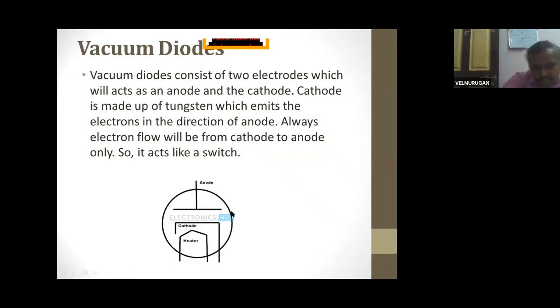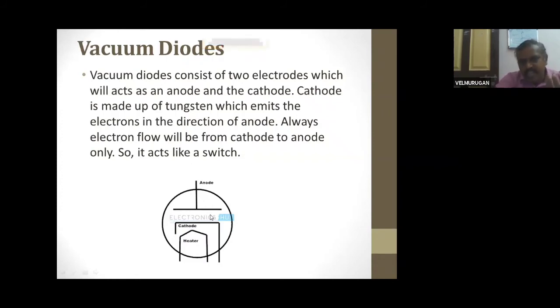The purpose here is that the gap in between is a vacuum. It's not continuously connected. And one more thing: between the anode and cathode there is a vacuum gap, and you use a heater. The cathode is made of tungsten, which emits electrons. Due to the heater, the cathode is heated. After the cathode is heated, it produces electrons. This electron beam transfers to the anode. In this way, the electrons flow.